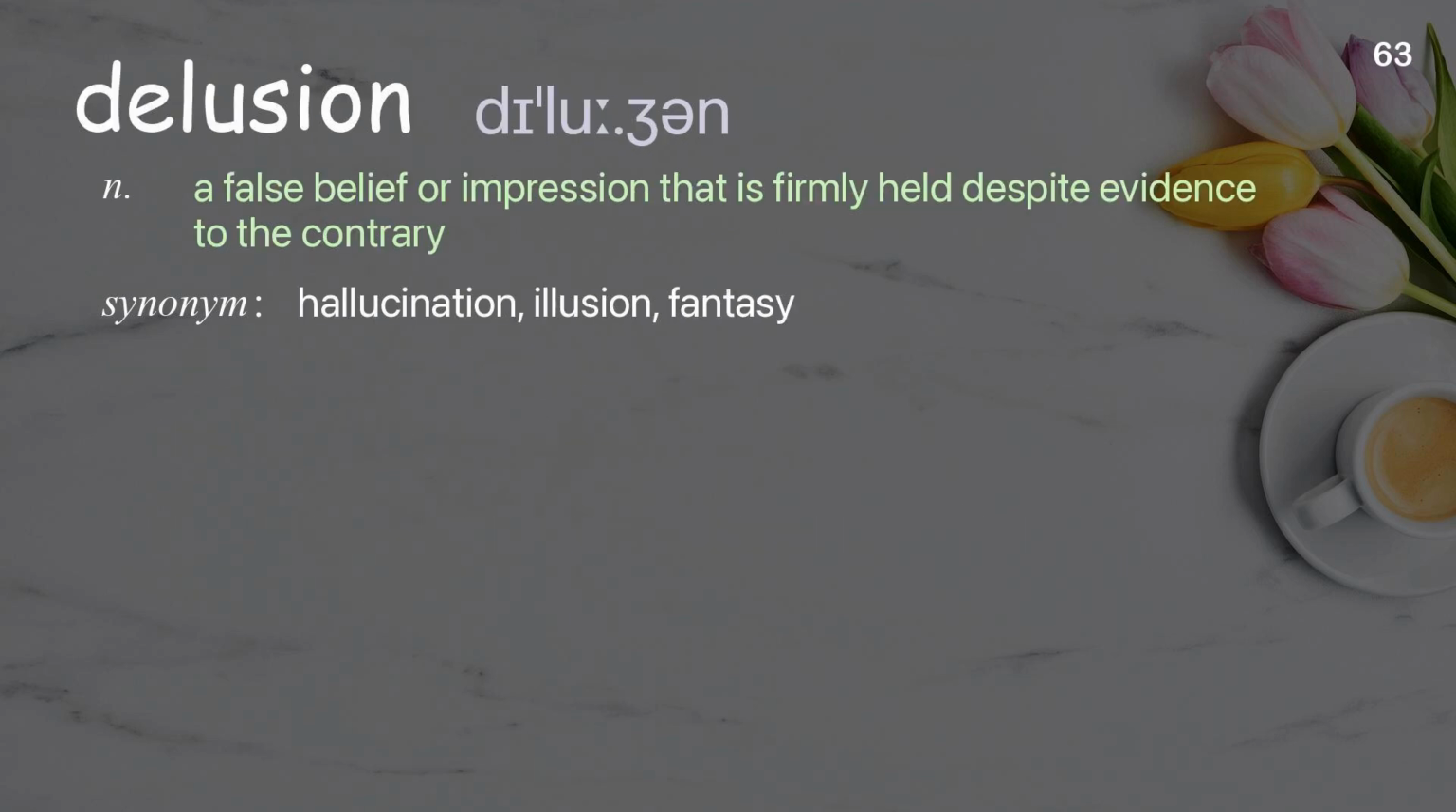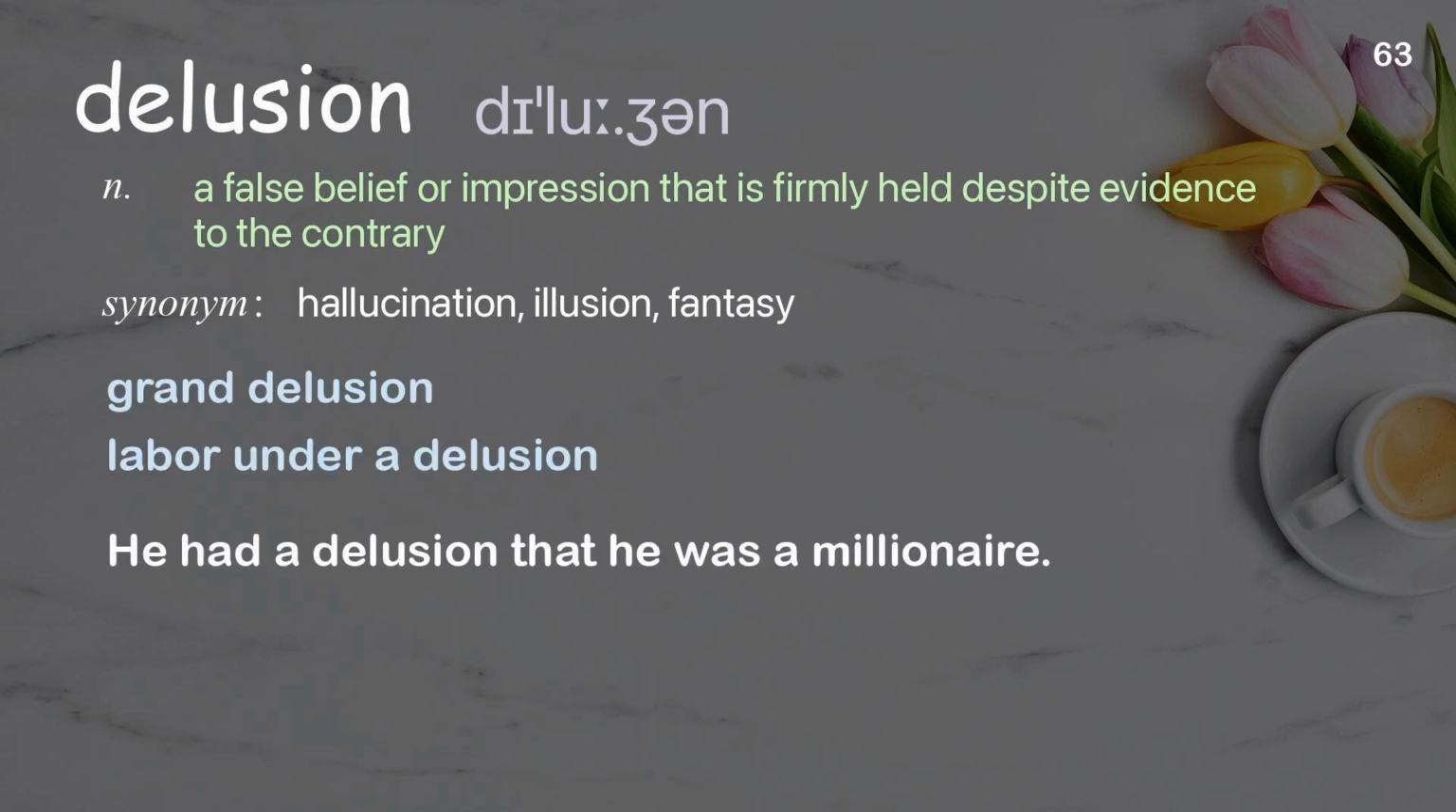Delusion. A false belief or impression that is firmly held despite evidence to the contrary. Examples: grand delusion. Labor under a delusion. He had a delusion that he was a millionaire.